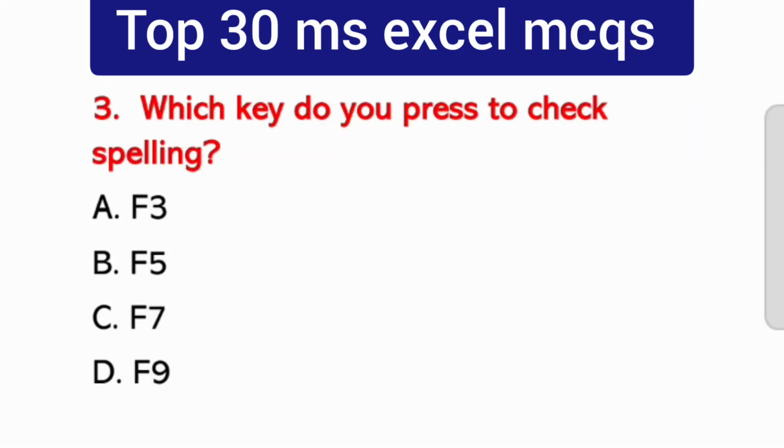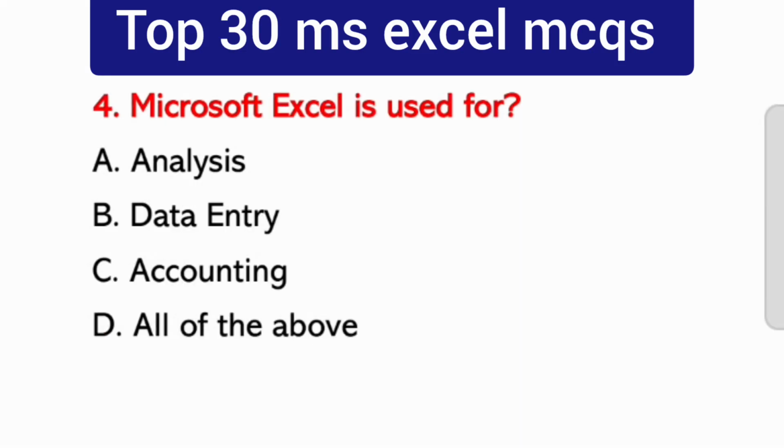Which key do you press to check spelling? Options: F3, F5, F7, F9. Correct answer: F7. Microsoft Excel is used for options: analysis, data entry, accounting, all of the above. Correct answer: all of the above.